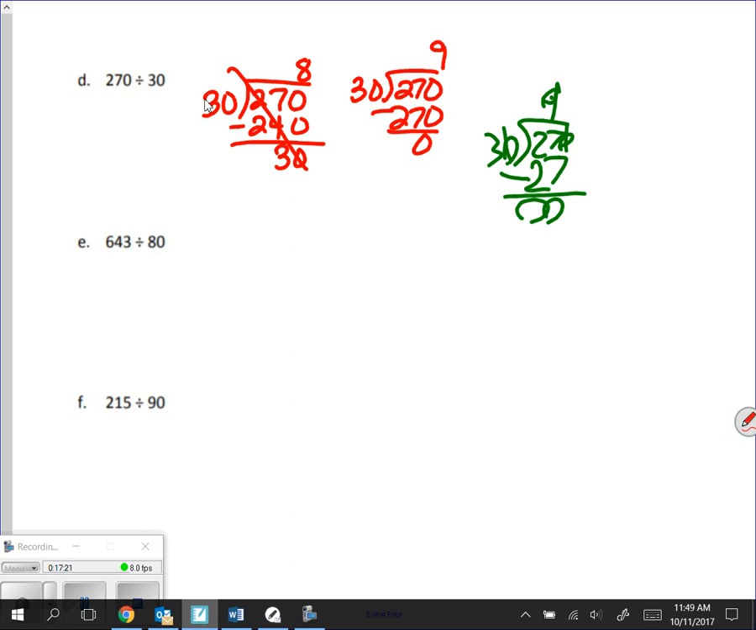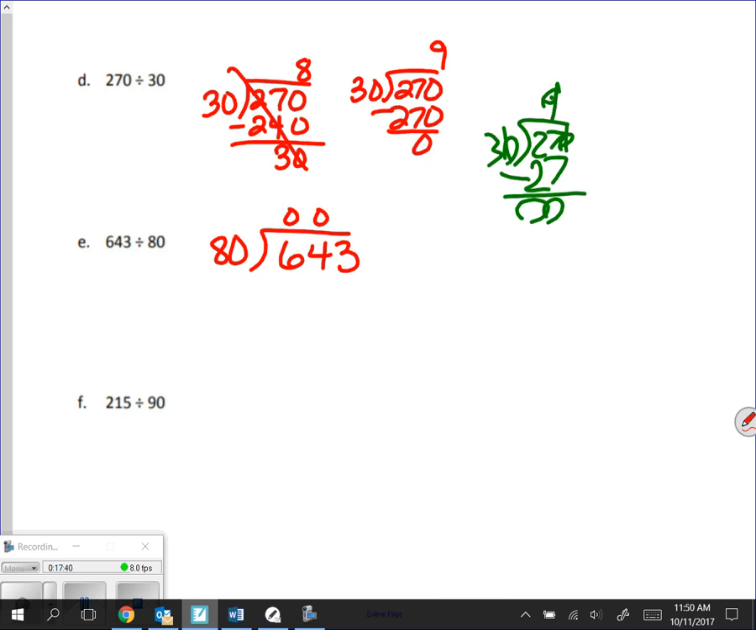That never happens. So, 80 into 643. So, 80 cannot go into 6. And if you need to, put a 0 over that. 80 cannot go into 64. 8 can, but 80 cannot.